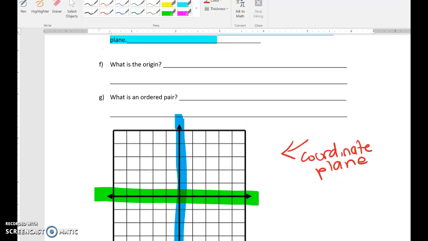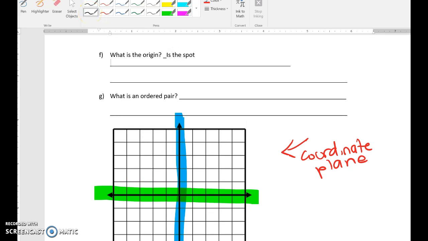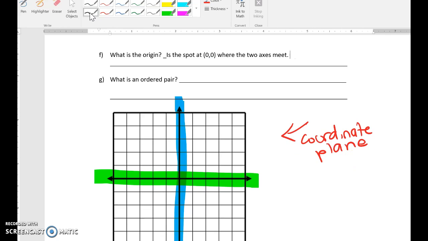Okay, the origin is the spot at 0, 0. We always write them in parentheses with a comma in the middle. We'll talk about that in a second. Where the two axes meet. Okay, so the origin is just a special point on our number line. And I'm going to highlight that in pink, and we'll put a nice pink dot there.